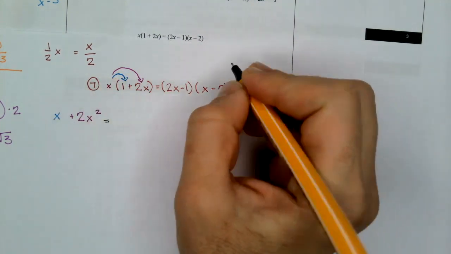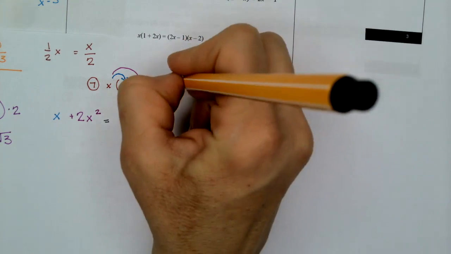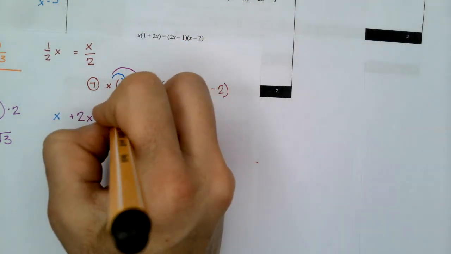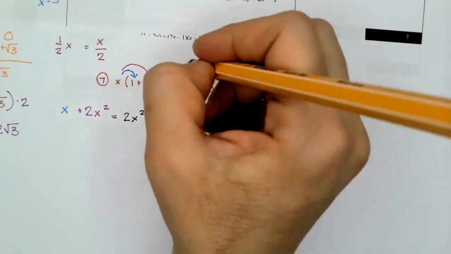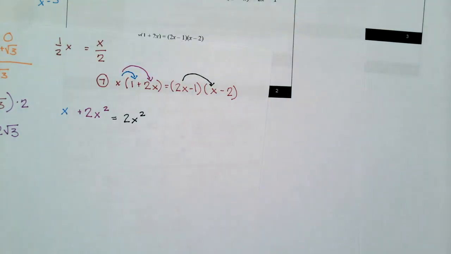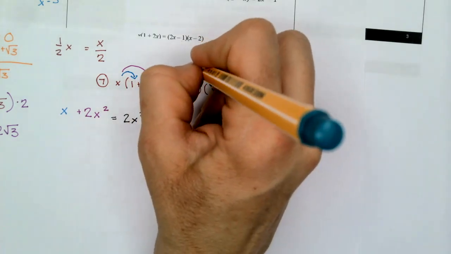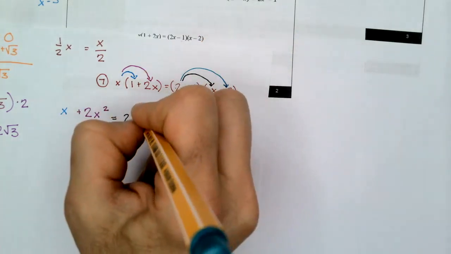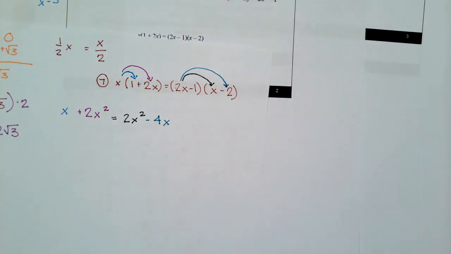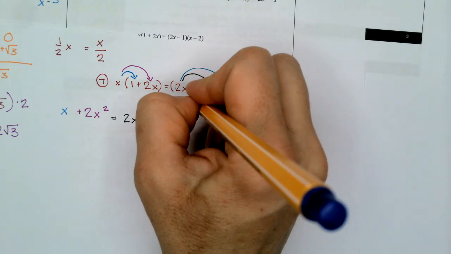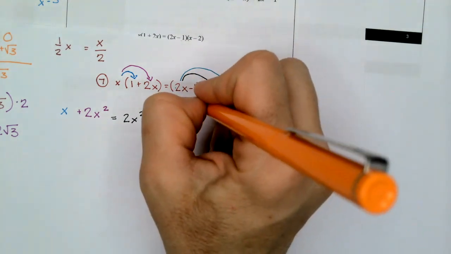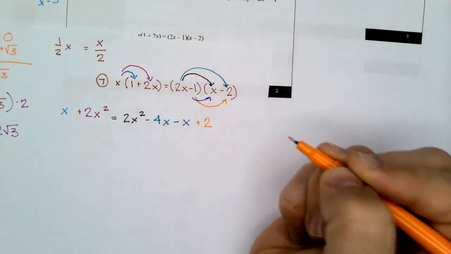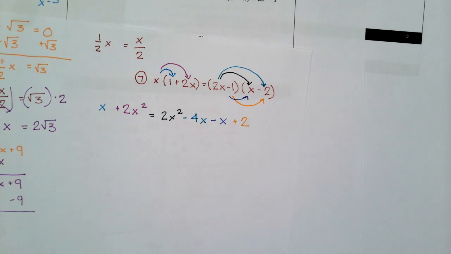Equals, now we have to FOIL. So 2x times x is 2x squared. Next we have 2x times -2. 2 times a -2 is a -4. Keep the x, okay? Now move on to the -1. -1 times x is a -x, and then -1 times a -2 is a +2. I didn't run out of room. That wasn't too bad.